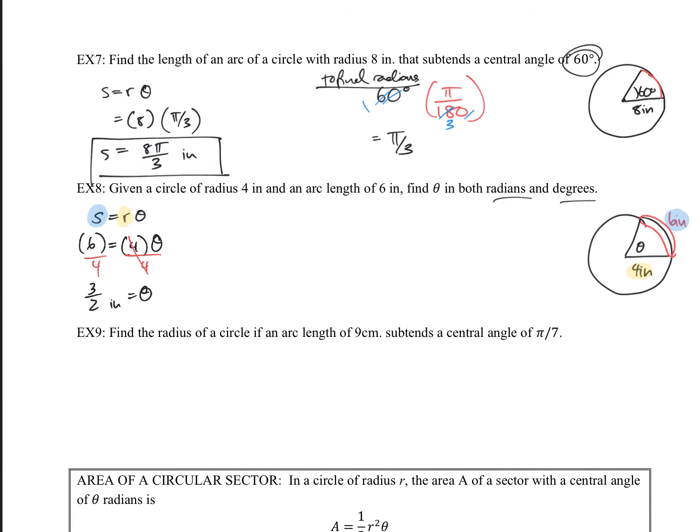Now, how would we figure out what our degrees are? Well, to do that, we'll go ahead and multiply our answer, which is radians, by 180 over pi. And our answer would be, let's see, we can simplify, that'll be 1 and that'll be 90. That'll be 270 over pi degrees. Okay, so those are two different answers.